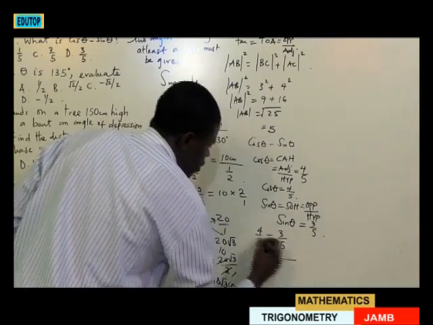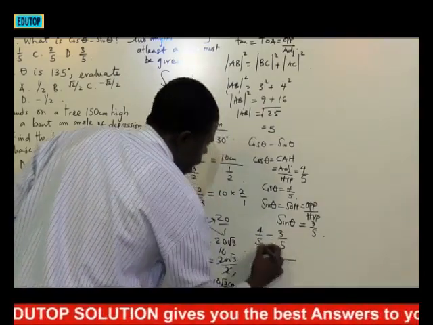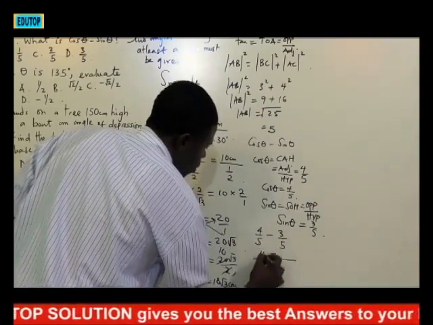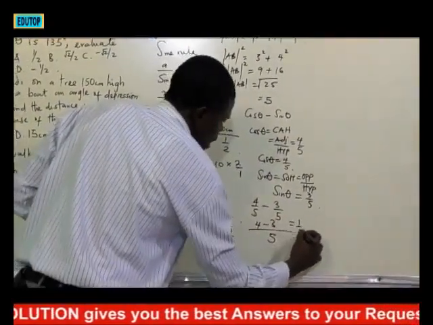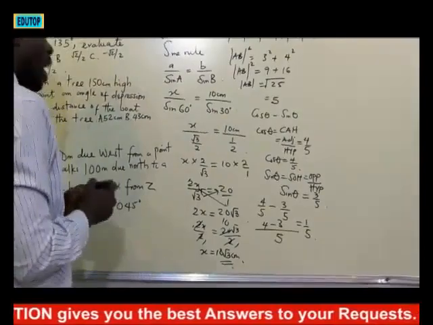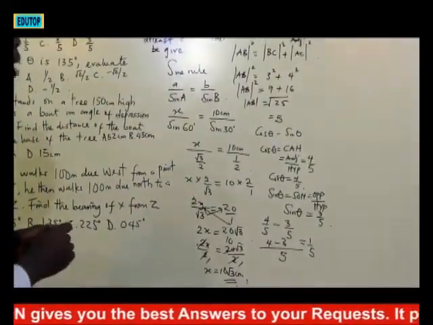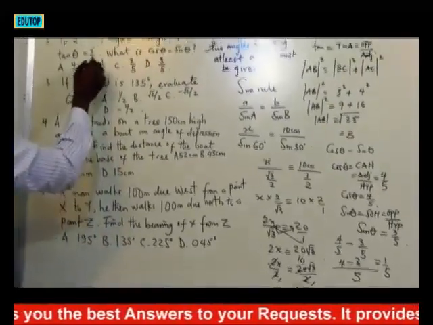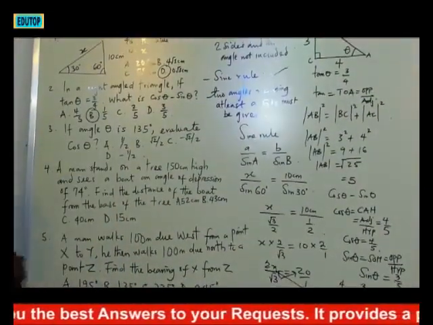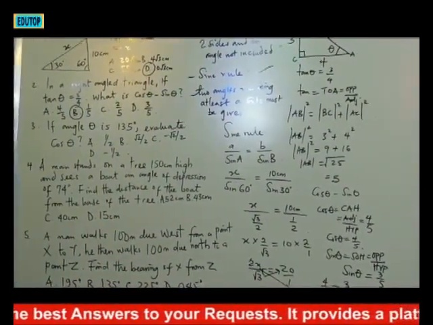Then we look for the LCM. What's the LCM? 5 in 5, 1. 1 times this is 4. Minus 5 in 5, 1. 1 times this is 3. So we have 1 over 5. So cos theta minus sine theta will be equal to 1 over 5. So we go to our options and pick the one that matches that, and that is option B.